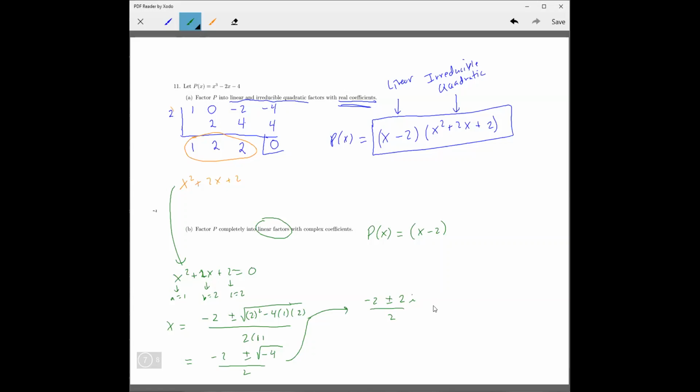And then you can factor 2 out of the numerator, and that cancels with that too. So -1. Okay, so the zeros are -1 plus i and -1 minus i. But then also 2 is also a 0.